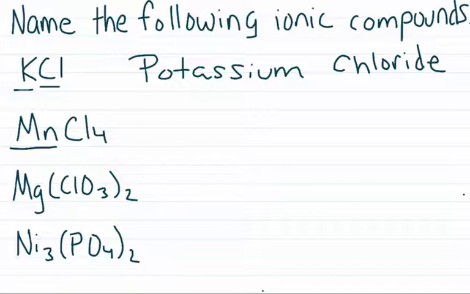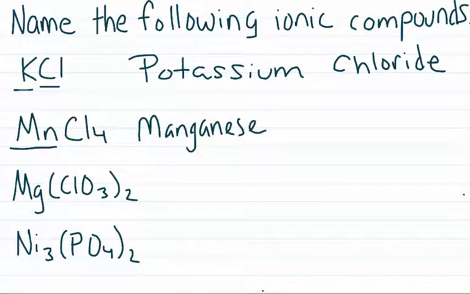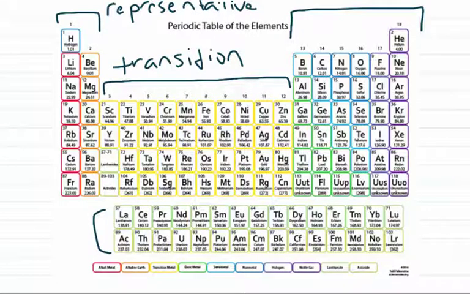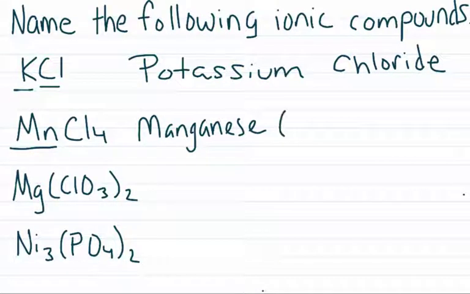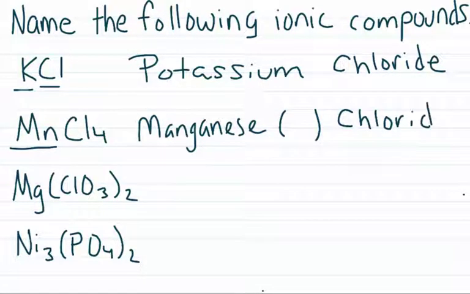So the metal here is manganese. We need to see if manganese is a transition or a main group metal. We find it right here, number 25, right in the middle of the transition metal block. If it's a transition metal, that means that we will need to indicate what charge manganese has. But let's do that last. So we have manganese something, and then the name of the nonmetal is chloride again. We put the "ide" ending anytime the nonmetal is part of a compound.